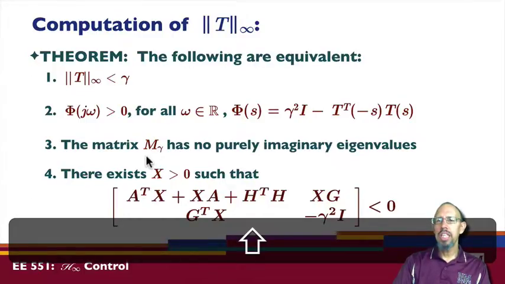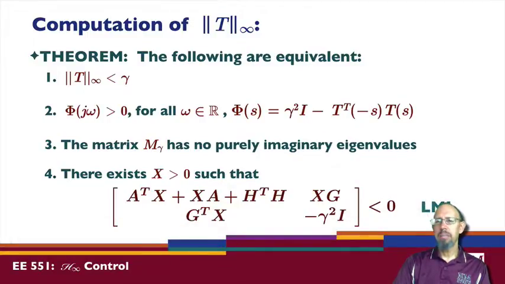We've already seen the Hamiltonian matrix, and the matrix M gamma has no purely imaginary eigenvalues. And finally, there exists an X positive definite such that this linear matrix inequality is satisfied. And we just saw this linear matrix inequality. So we've seen it before, and now we're seeing it again.